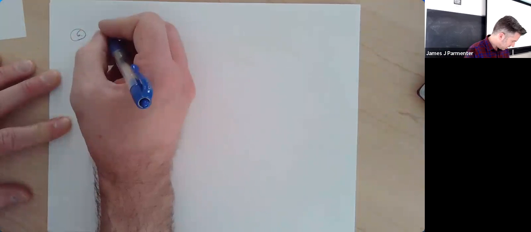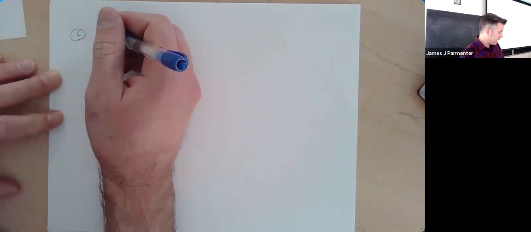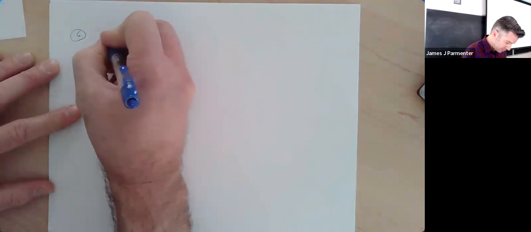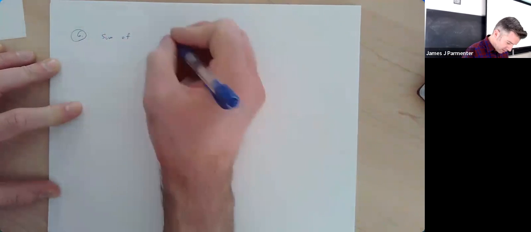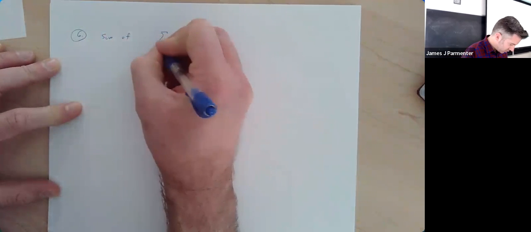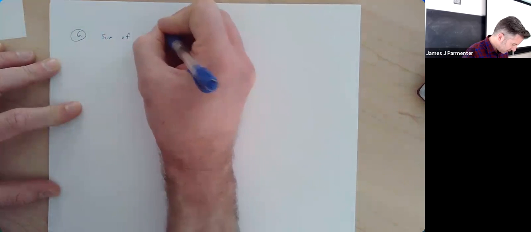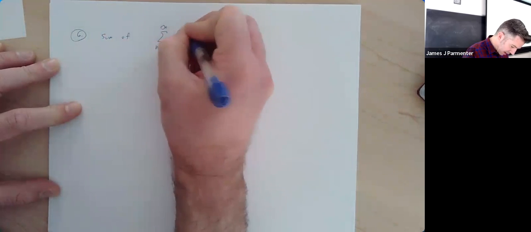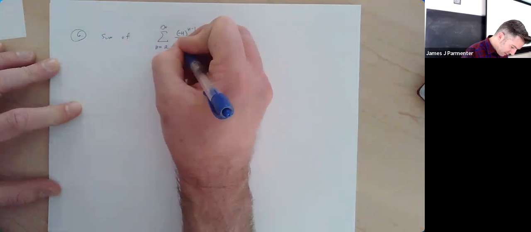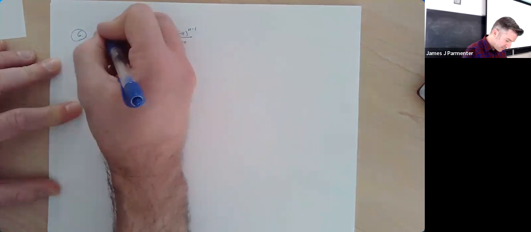So I'll point out the way 6 is phrased leaves no room for any guessing. It says, determine the sum of the following series, which means they are telling us already it converges. So determine the sum. What have I made up here? The sum from n equals 2 to infinity of -4 to the n minus 1 over 5 to the n.